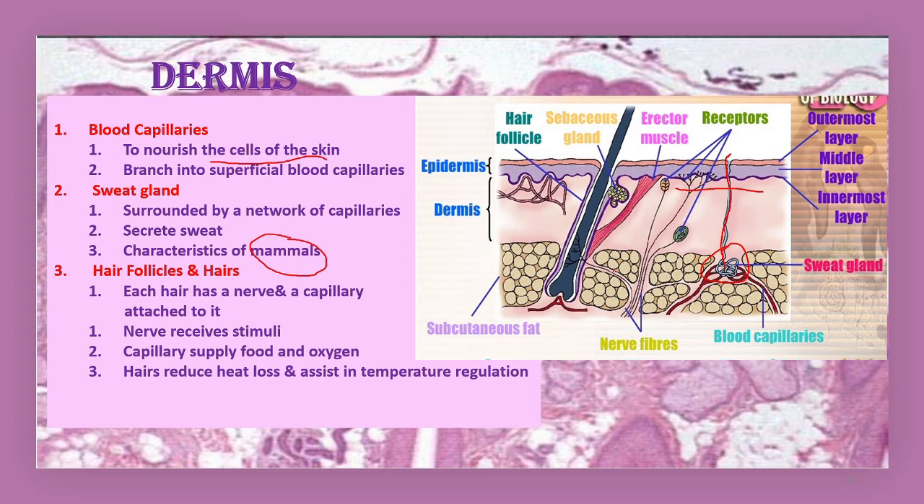The next one is the hair follicle and the hair. So each hair has a nerve and capillary attached to it. These are the nerve fibers which are attached to the hair follicle, and this is the blood vessel. This is the reason when someone pulls your hair, you feel pain. That is due to the nerve fibers. So these nerve fibers receive stimuli. Then the capillaries provide nourishment, that is food and oxygen, and hair reduces heat loss and assists in temperature regulation.